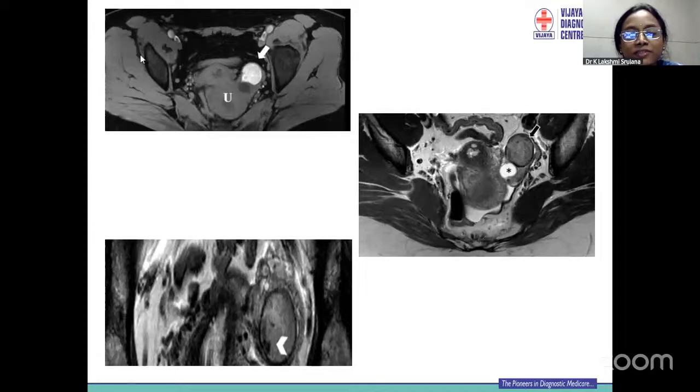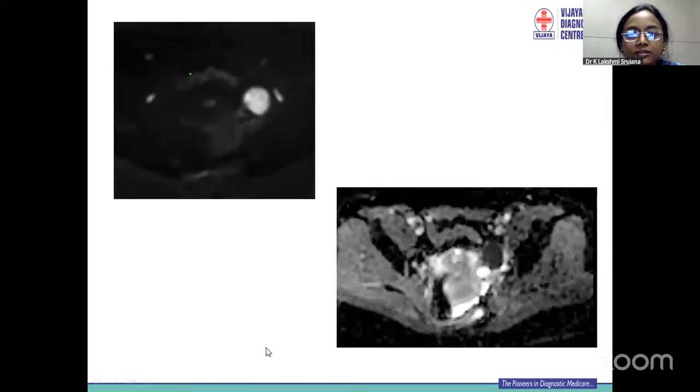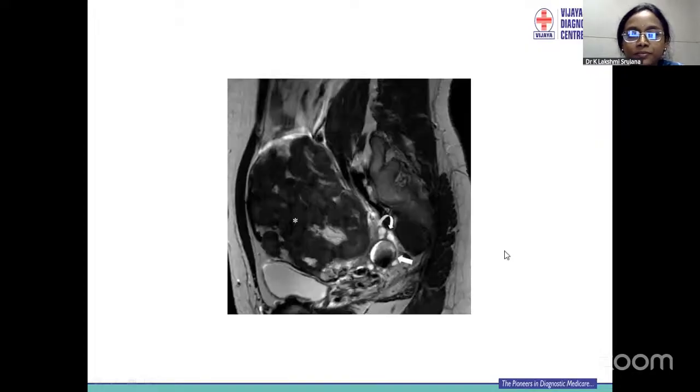This is a T1 fat-SAT sequence showing an ovarian endometrioma to be very bright, which is showing T2 shading effect. And this lesion is also showing a dark spot sign at the periphery. And this case is also showing diffusion restriction within the ovarian endometrioma.